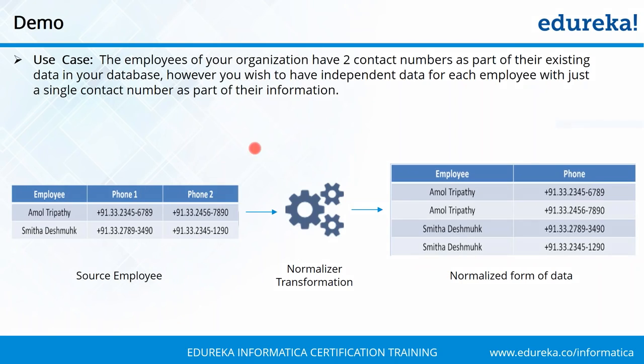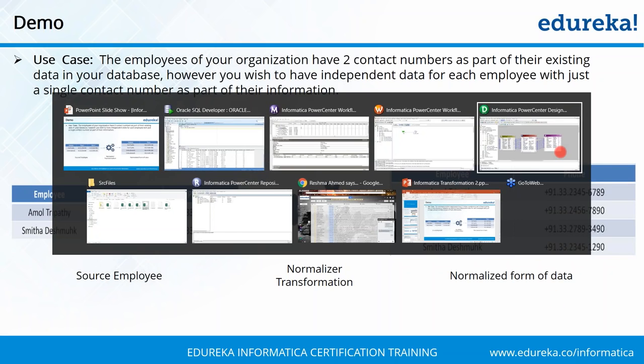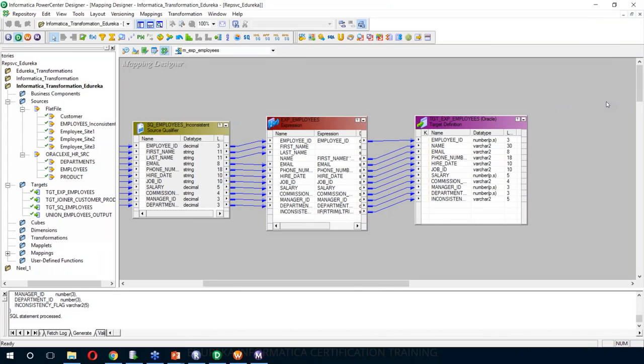So you can see the source data looks like this, where Anmol Tripathi has two contact numbers, same with Smita Deshmukh, but after normalizer transformation, we want it to be Anmol Tripathi with just one contact number. So employee name with his contact number, and each contact number is a unique value. So let me show you how it's done. Go back to the Informatica PowerCenter Designer. Here, begin by creating a new mapping.